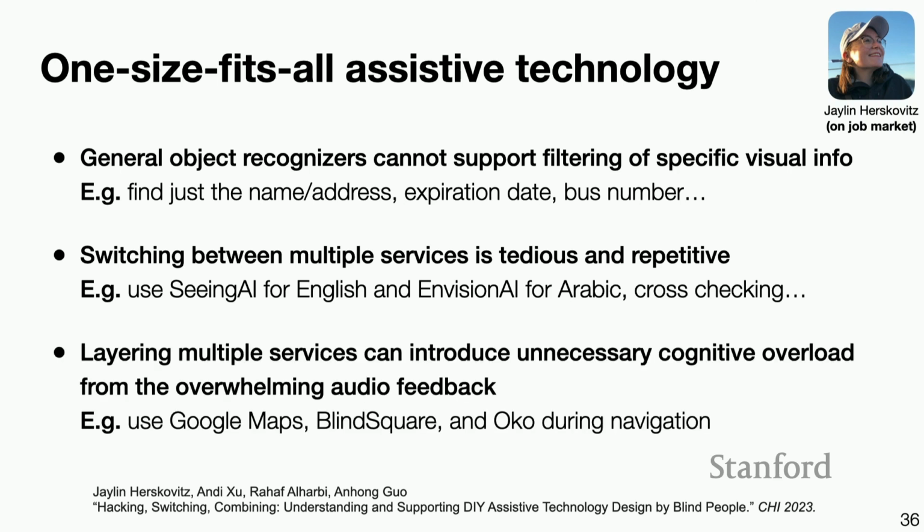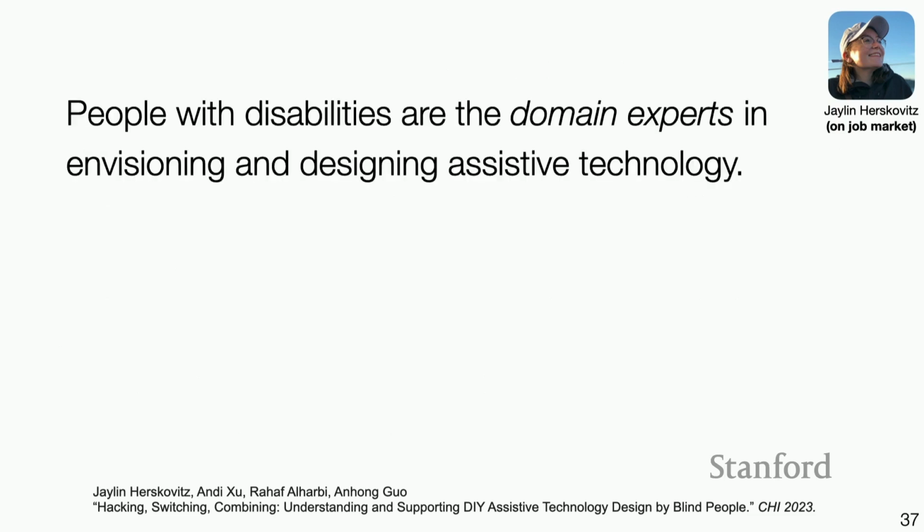And they also often layer multiple services, right? For example, when blind people are navigating unfamiliar spaces, they will use a combination of multiple applications such as Google Maps to get directions, BlindSquare to know more about the landmarks, and also Oko to specifically cross sidewalks, right? So the user is already doing this manual process of switching and combining different applications and different services together. From cases like this, as well as from prior work, we know that blind people are really the domain experts in envisioning, designing, and hacking assistive technology.